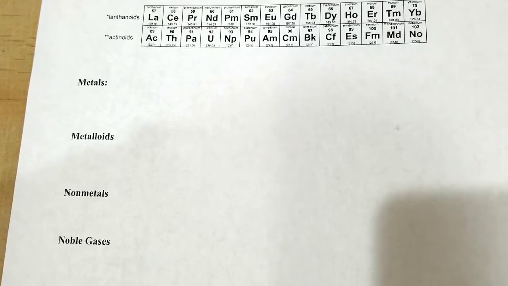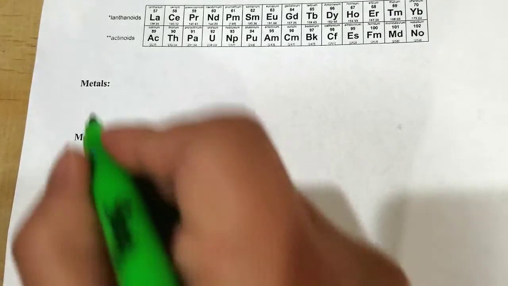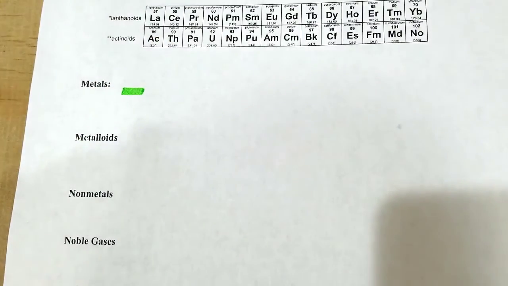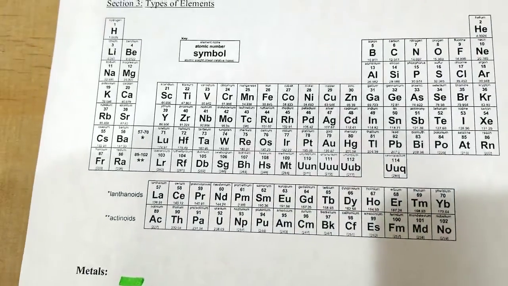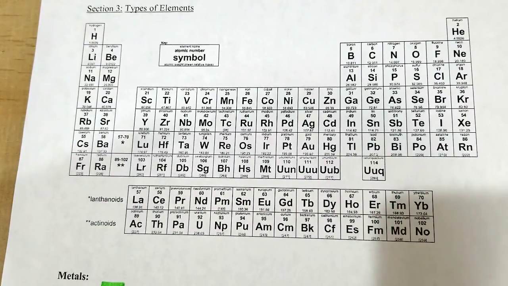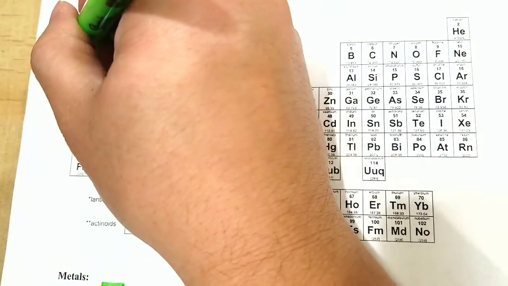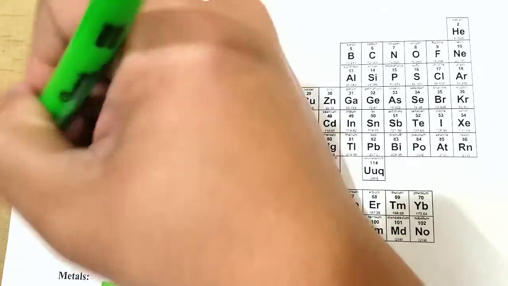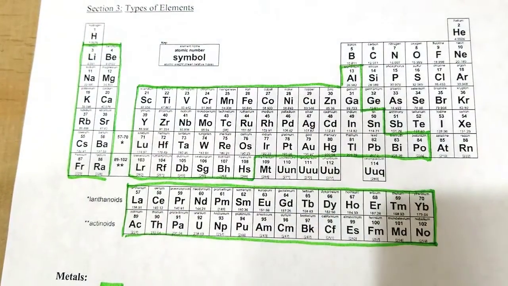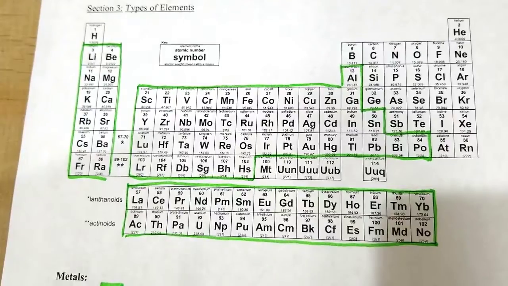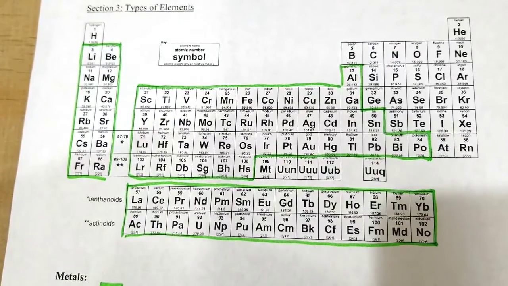Okay, so first we have the metals group. We'll use green for the metals group. The only way to know which group has which property is you have to look it up on the periodic table on Google or in the agenda from your school. It will tell you which group it is. There isn't really a way to memorize this.